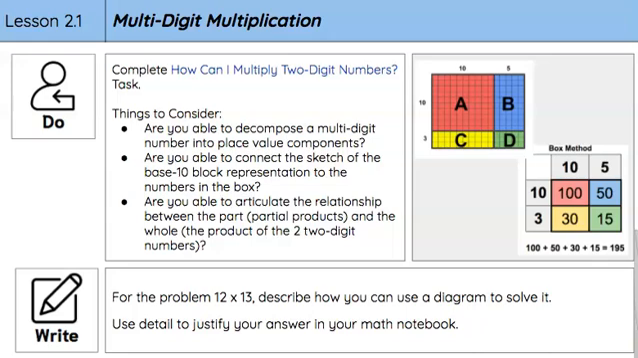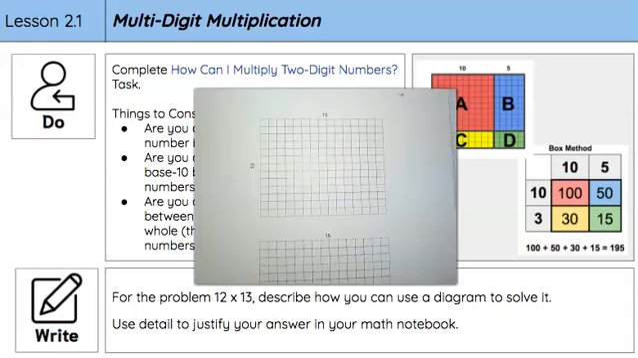Today, you're going to represent multi-digit multiplication using base 10 blocks in an area model. In third grade, you learned how to represent single-digit problems like 3 times 5. Earlier in this unit, you learned how to represent problems like 3 times 50 by thinking of them as 3 times 5 times 10.